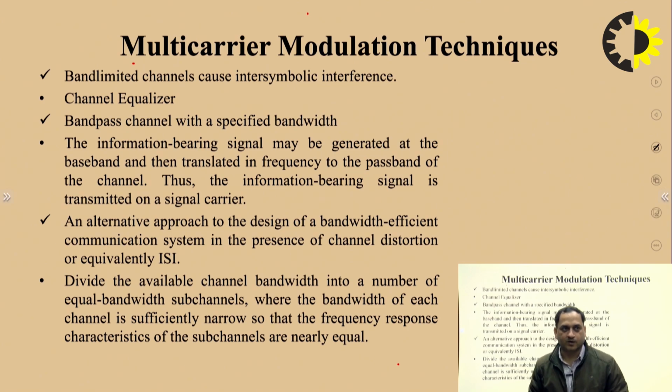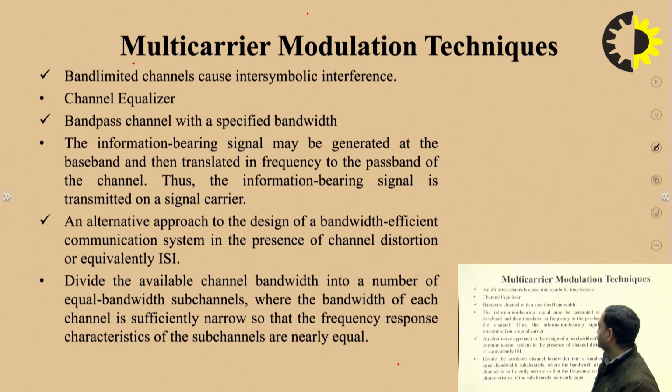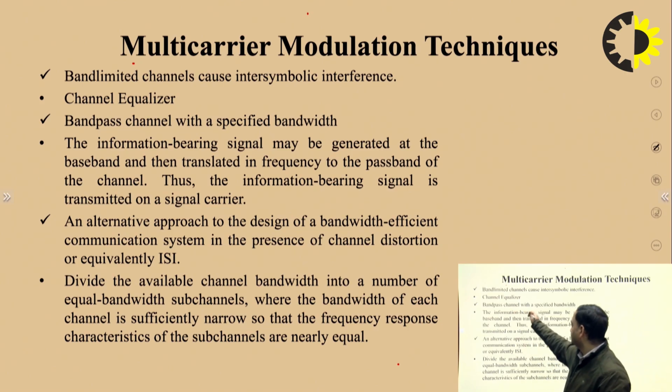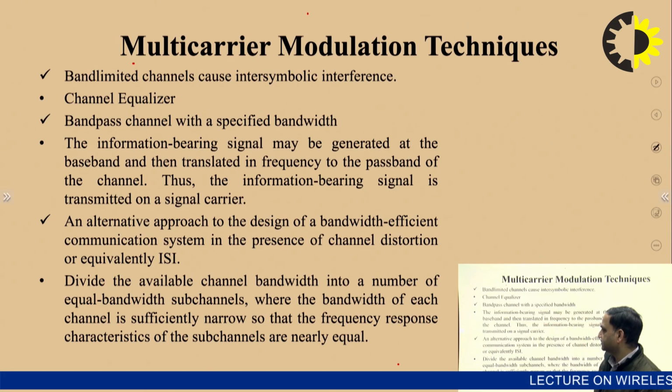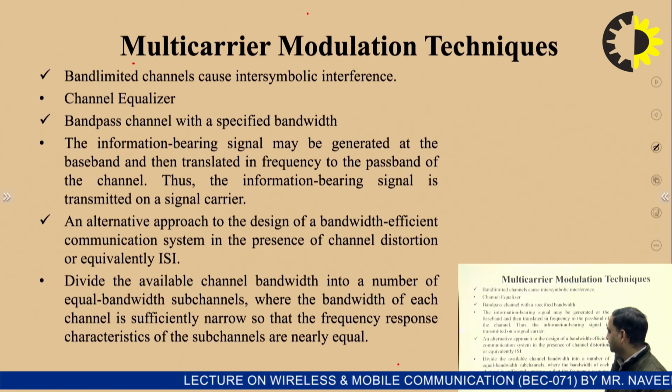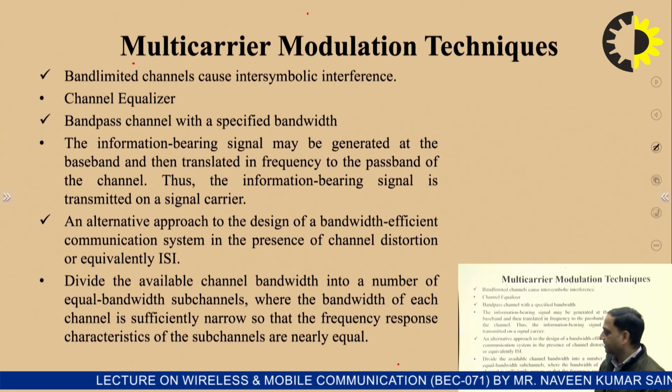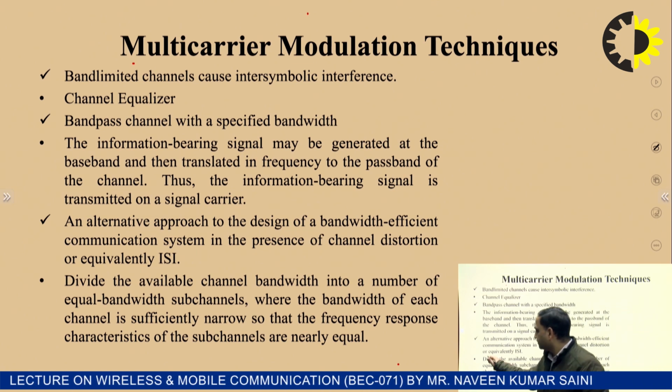So now when we talk about multi-carrier modulation techniques, what is that? The bandwidth-limited channels cause inter-symbol interference. So channel equalization is used to reduce the inter-symbol interference, and a bandpass channel has a specified bandwidth. The information-bearing signal may be generated at baseband and translated in frequency to the passband of the channel. So an alternate approach is to design a bandwidth-efficient communication system in the presence of channel distortion, or equivalently ISI.